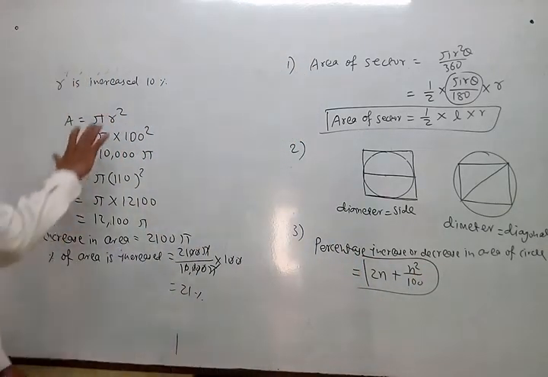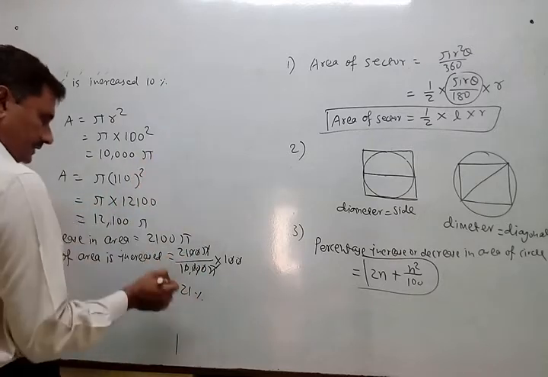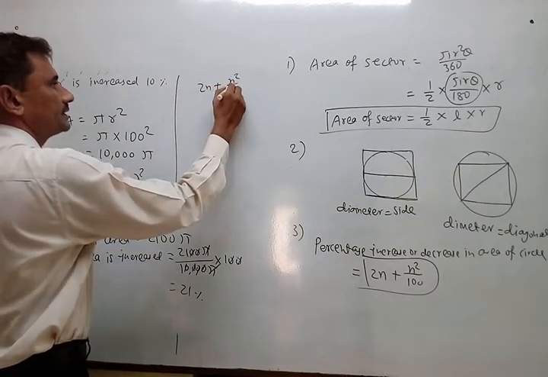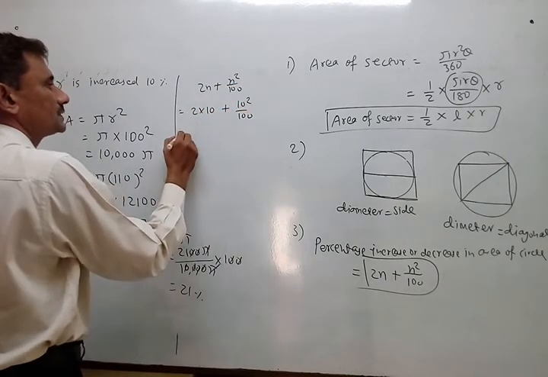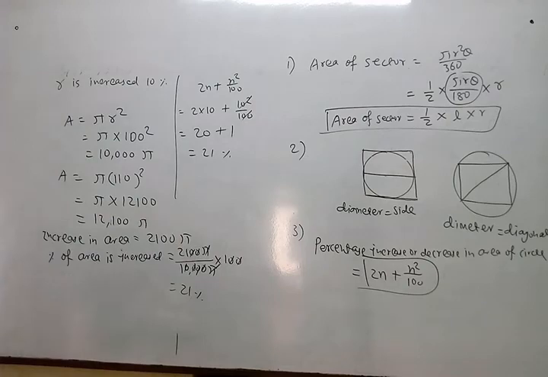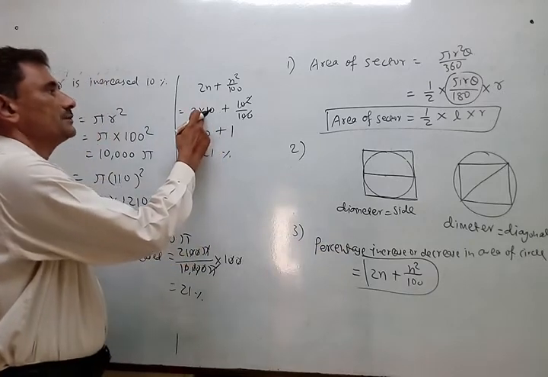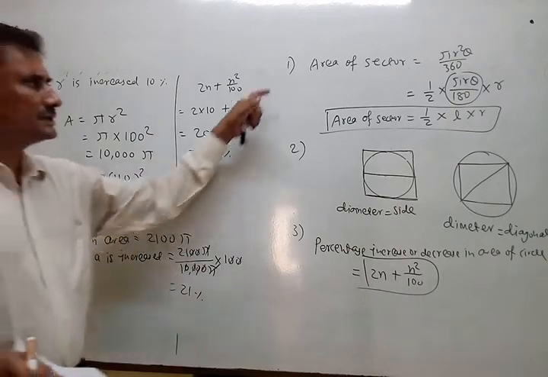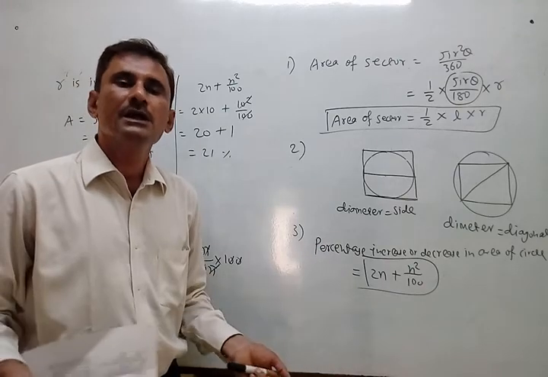Now instead of going through this whole process, I can say directly: 2n plus n square by 100. So 2 into 10 plus 10 square by 100. So 20 plus 100 over 100, which is 1, so 21. So directly I can find it. This is the shortcut answer. Instead of increase, you can use decrease also, minus 10 here. If it is 20%, 30%, whatever is given. So these three major concepts will be used in objective questions. We will discuss it in the next lecture.